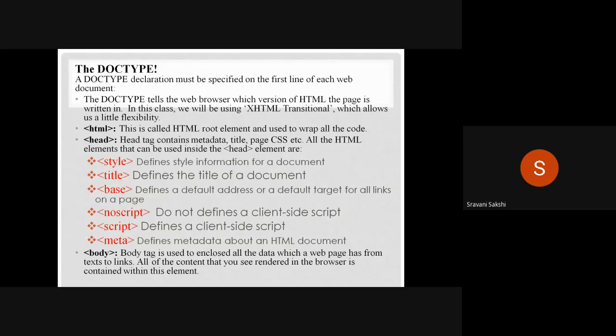So if you are using JavaScript, that is a scripting language. So that scripting language should be defined in script. So this document type here I am declaring is a HTML document. Okay, so the doc type tells the web browser that which version of HTML you are using. So here I am using XHTML transitional, which allows you to access different types of tags in the data or in the document.